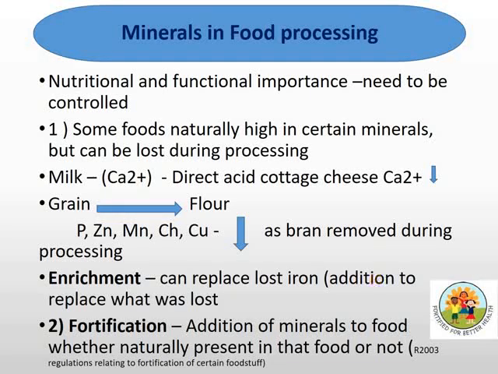So what usually happens is that we can actually replace some of that, and that is known as enrichment, whereby we already knew that this raw material used to contain so much iron, and that iron was lost during refining or whatever process. Then we can add that iron back so that we enrich it again.